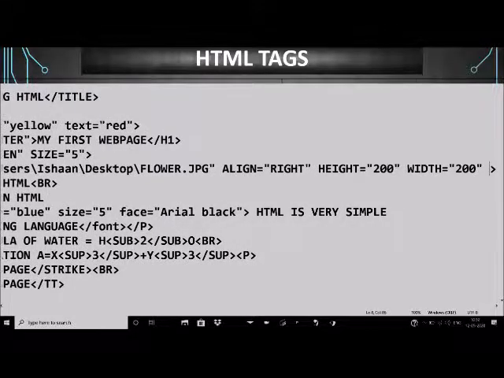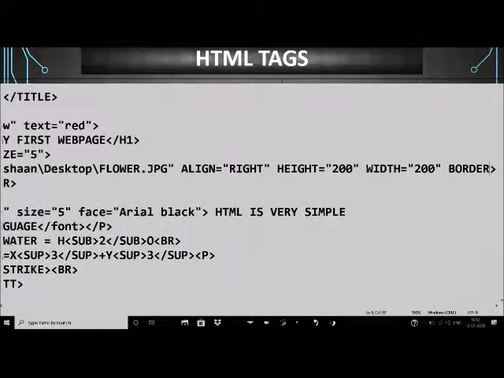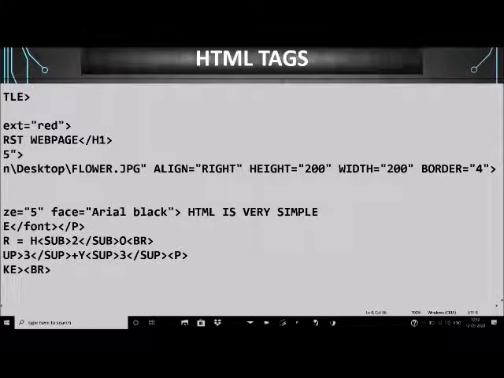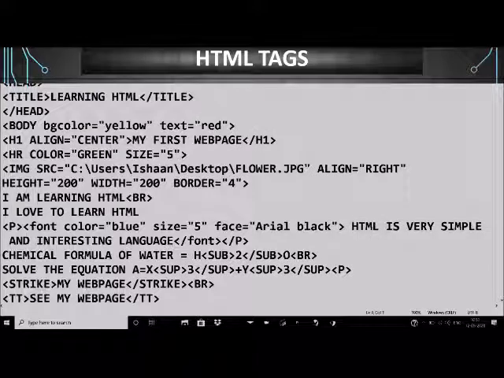Suppose I want to apply a border also around the image, then border will also be specified in pixels. Suppose I want the border to be say 4 pixels thick. So these are the different attributes which can be used. I'll take these attributes in the next line so that they are visible on the screen.